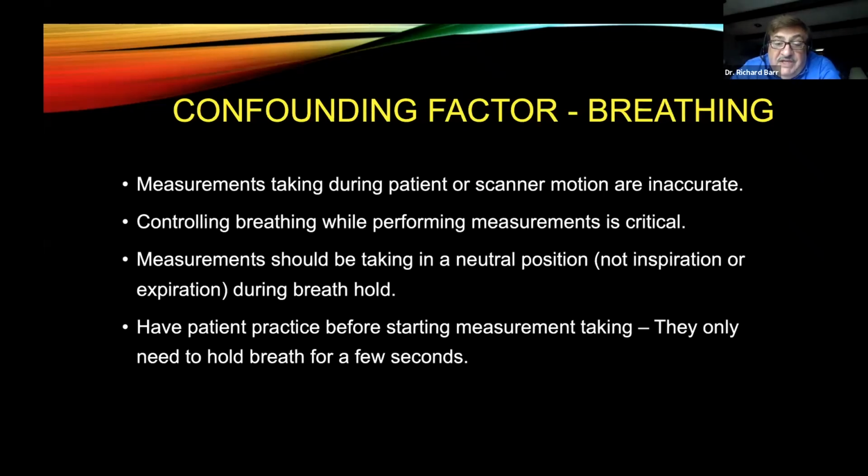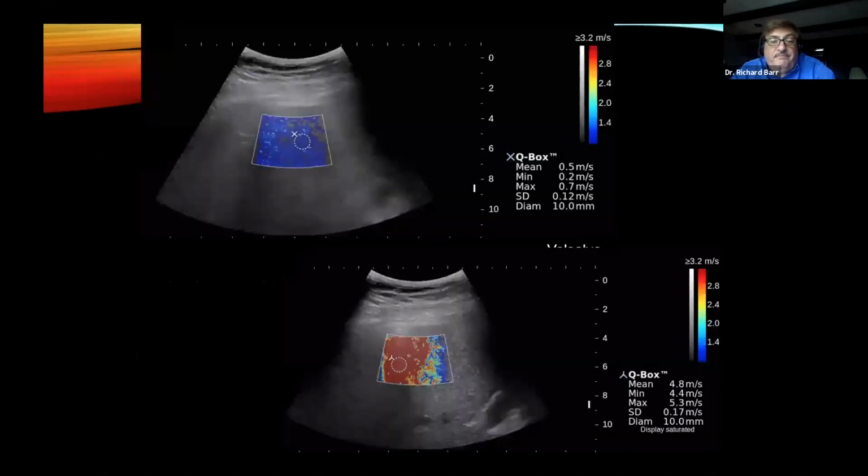There is an advantage to using the real-time 2D shear wave elastography with this, because you have a real-time B mode image and you can actually see how the liver is moving and make sure that the patient is breathing in the right position to do your measurements. And with modern equipment now, we only need to have them hold their breath for a few seconds. So it's really not very difficult for the vast majority of patients to hold their breath.